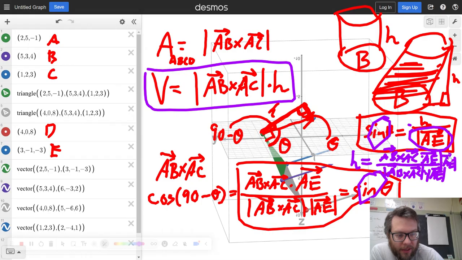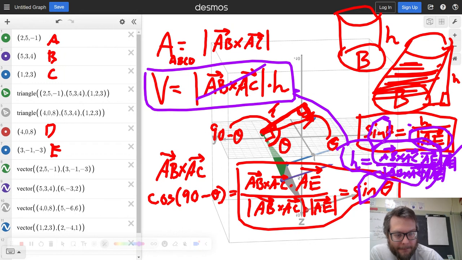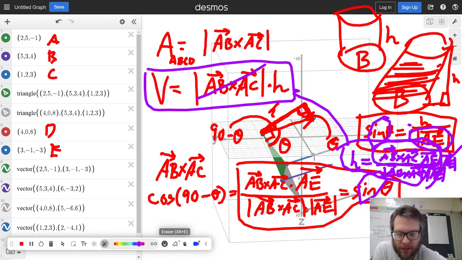Okay, so you might be thinking this is getting worse and worse, but stuff starts to cancel out. Notice that magnitude of AE is on the top and the bottom. Now I'm going to grab this h and copy and paste it over here. And do you see what else cancels out? This AB cross AC and this AB cross AC, so the magnitudes cancel out. So all that's left over is just this part on the top. And then the last detail is we know our volume has to be positive, so we want to make sure that we put an absolute value around it. So after all that work, we come up with this really nice formula.